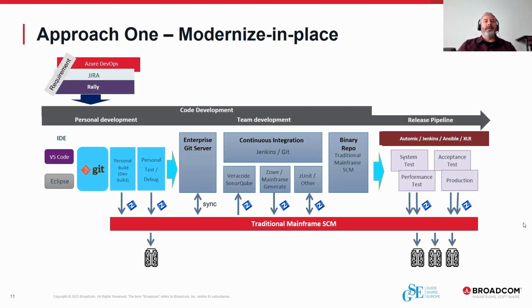So this one here, we call it modernize in place. And essentially what this is, you're treating the new stack as an interface on top of the traditional SCM. You're using tools like Zoe to layer on new things or to drive existing automation. And you're using some sort of sync between Git and your traditional mainframe to allow people to use their version control tool of choice. So this is less disruptive.